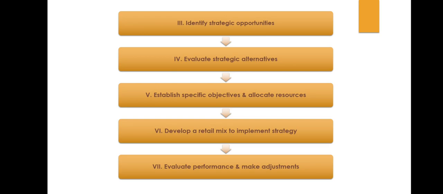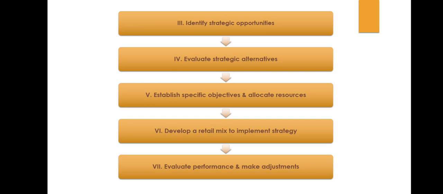The sixth step is to develop a retail mix to implement the strategy. The sixth step in the planning process is to develop a retail mix for each opportunity in which an investment will be made, and control and evaluate the performance.